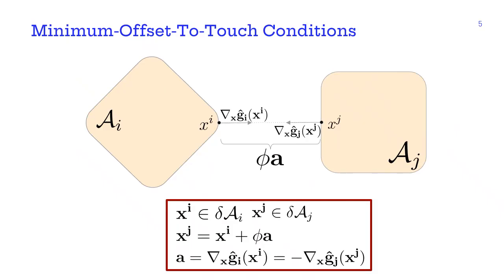We derive the following conditions that are only met at a minimum offset to touch solution. One key insight is that at the solution, the surface normals point in the direction of offset. Note the lack of complementarity constraints, which make similar approaches infeasible. These minimum offset to touch conditions, however, are only enforceable when we have smooth collision bodies.